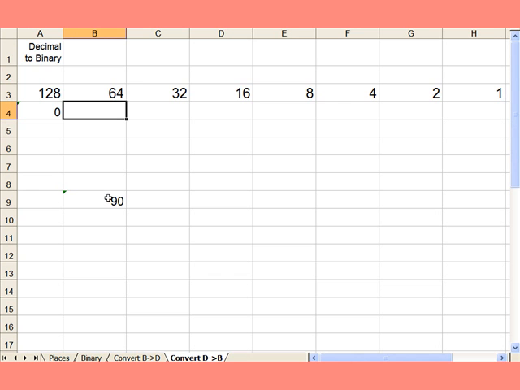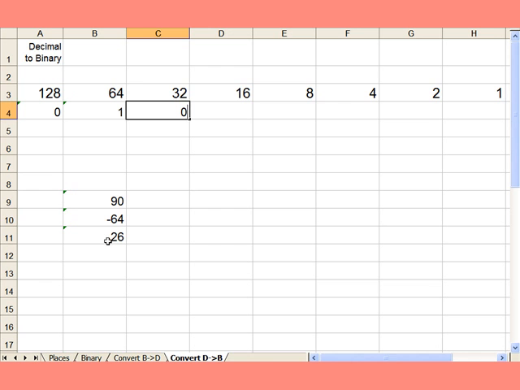Well, is there a 64 in 90? Yes, there is, so we'll put a 1 there. Now, if this 1 represents 64, we have these places left to represent whatever's left over after the 64 is taken out. So let's take out the 64, and I hope your arithmetic is better than mine. 10 minus 4 is 6, 8 minus 6 is 2, so we've got 26 left to be represented in these bits.